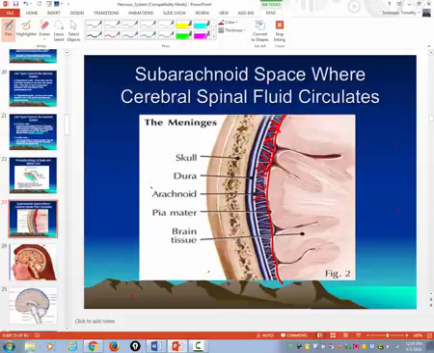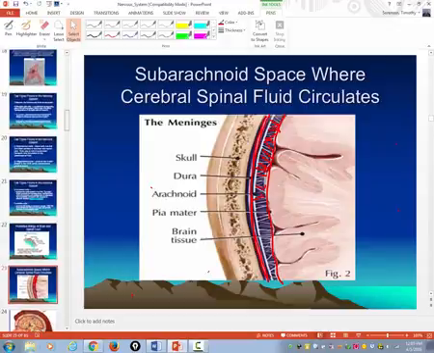Say yes. Then you have the tough dural layer that lines the inside of the skull and the vertebral column. So that's the tough layer that protects the brain and spinal cord. Now, a couple of things.